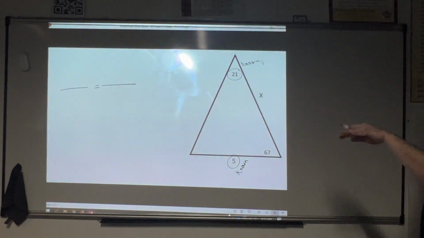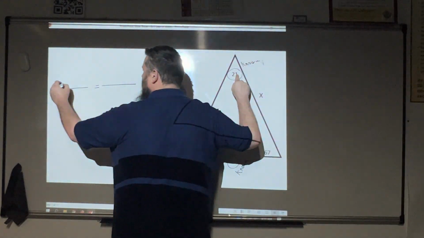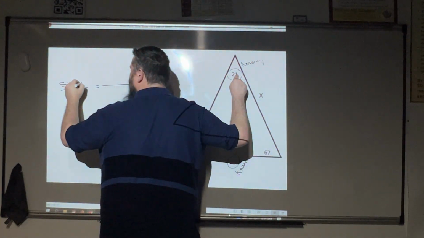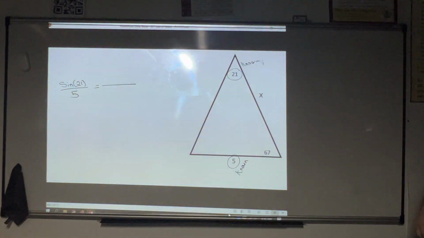So on the left-hand side, when I say my 2 knowns go there, it's always the angle and its opposite side for this. So I'm going to have sine of 21, because the angle always goes with my sine, over 5. Damien, pick somebody else.